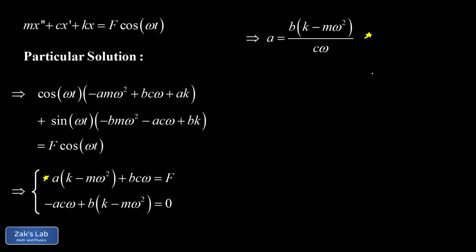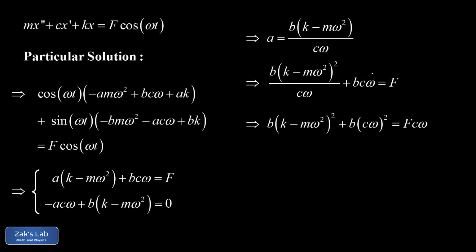And this gives us b times (k minus m omega squared) all squared, then divided by c omega. So there's that. Now to clean this up a little bit, we're going to multiply both sides by c omega. And that clears that first denominator. It also gives us a c omega squared on that second term, and it gives us a c omega on the right-hand side of the equation.